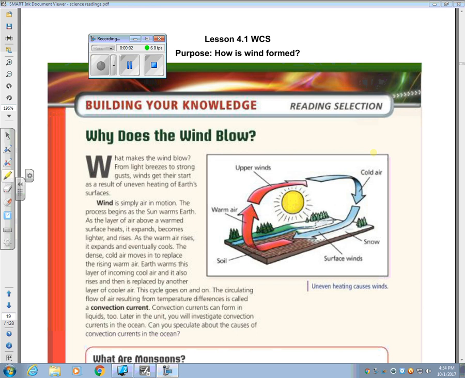Science 8 readings for Lesson 4.1 WCS. The name of this article is, Why Does the Wind Blow? The purpose for reading this article is to answer the question, how is wind formed?